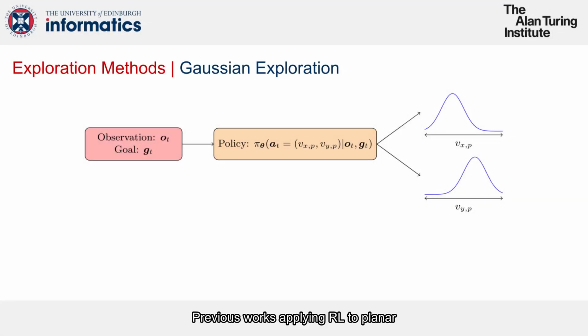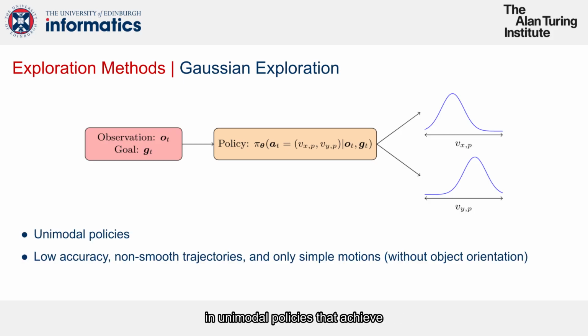Previous works applying RL to planar pushing have used Gaussian exploration. This results in unimodal policies that achieve low accuracy, non-smooth trajectories, and only simple motions, disregarding the orientation of the manipulated object. In particular, they have been unable to learn the planar pushing task with arbitrary initial and target poses.